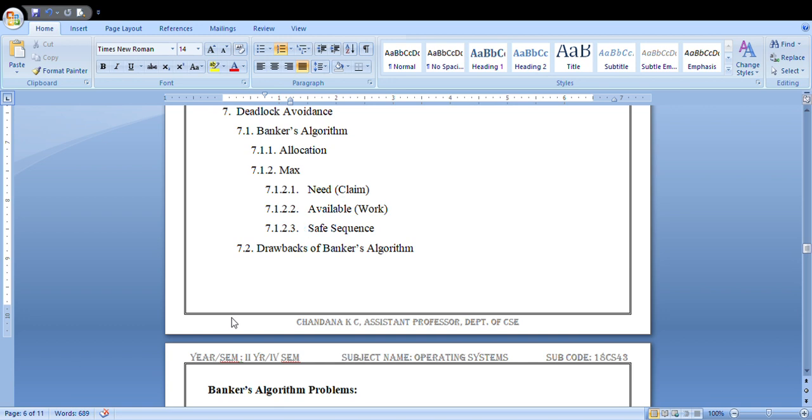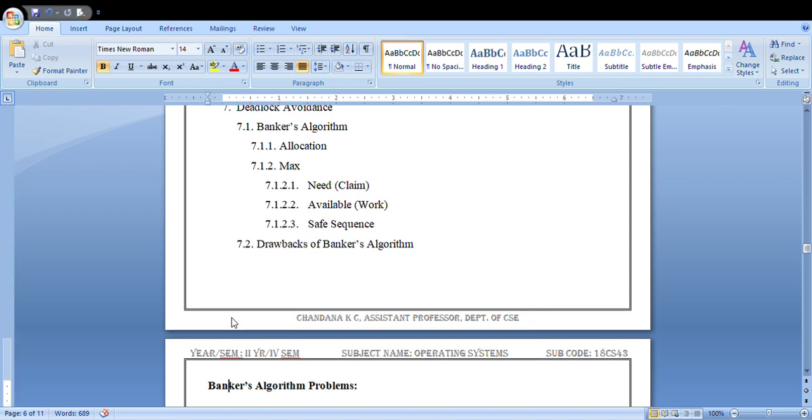Once the process completes its execution, it has to return all the allocated resources back. Once they are returned by that particular process, they can be allocated to any other processes. That is what it means. And these are the few drawbacks or weaknesses of Banker's algorithm.